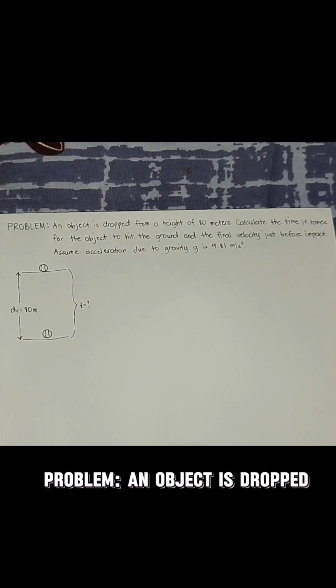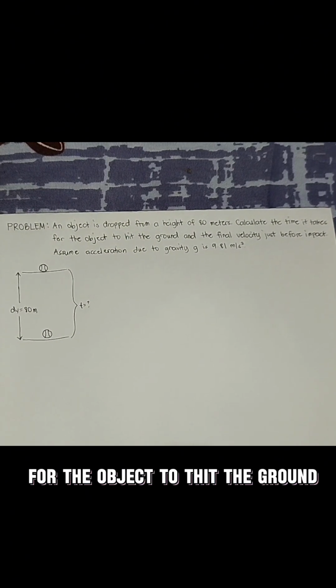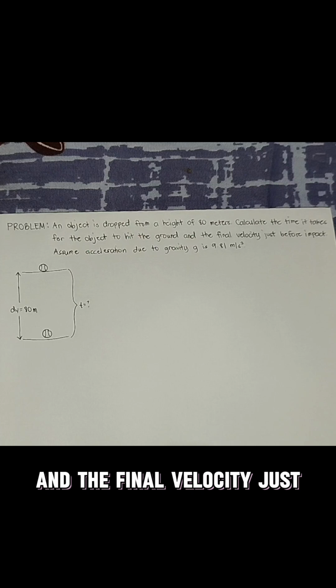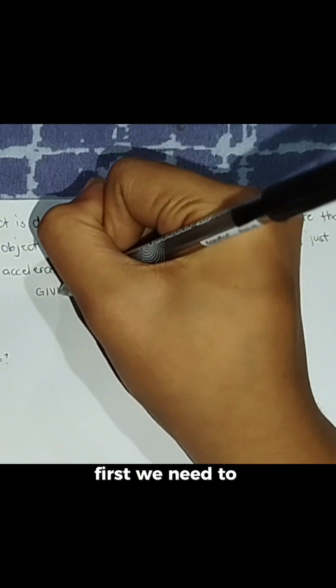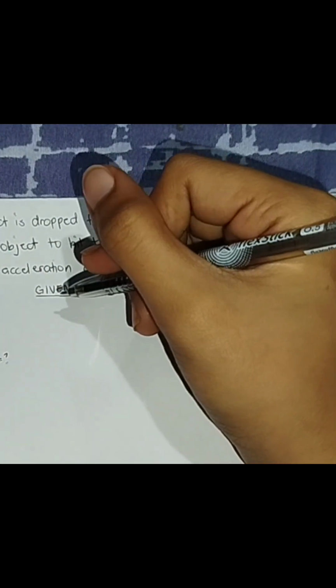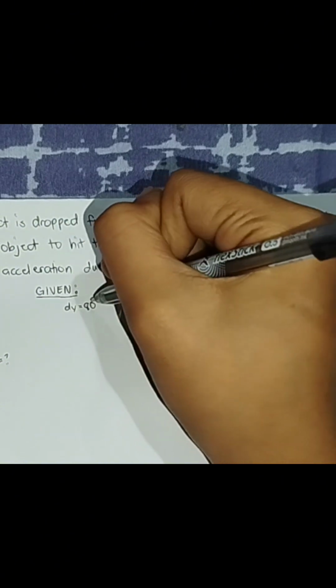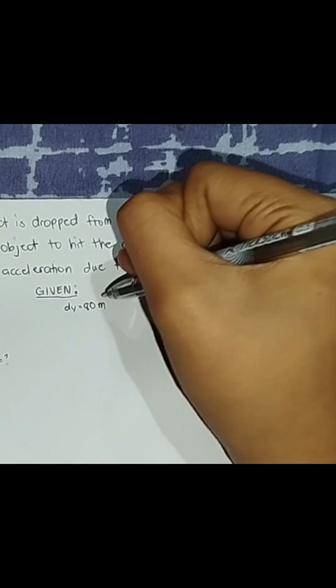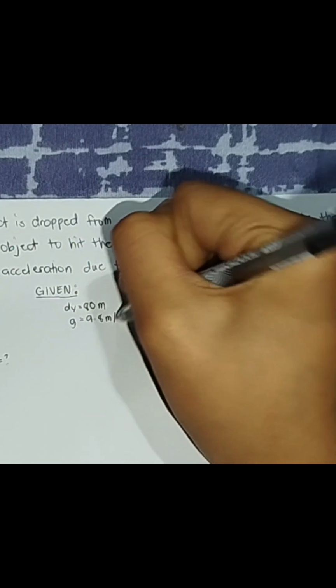Problem: an object is dropped from a height of 80 meters. Calculate the time it takes for the object to hit the ground and the final velocity just before impact. First, we need to write down the given. Our distance is 80 meters, and the gravity is 9.8 meters per second squared.